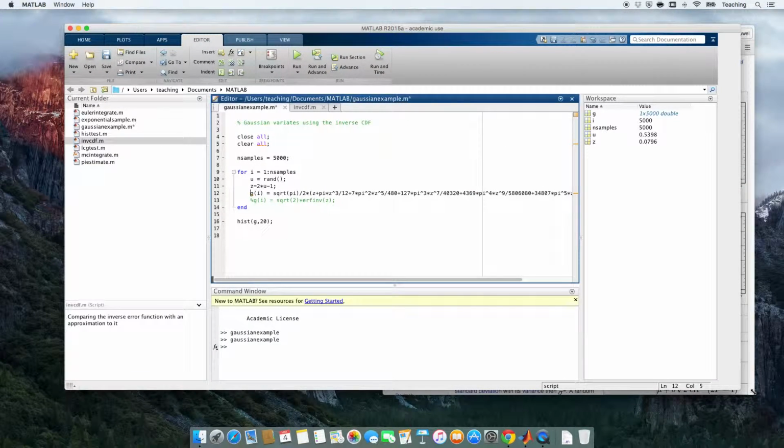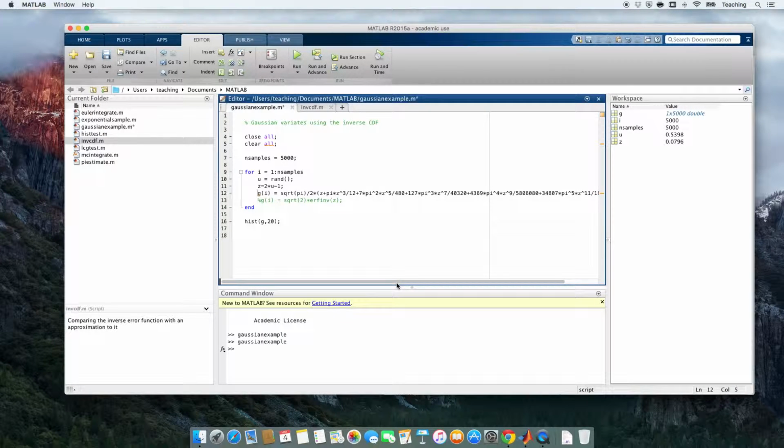And I'm going to use the first, I can't remember how many terms, 6 or 7 terms. So I have an expansion which has got terms in z, z cubed, z to the 5th, and so on. And you can see there's some rather long-winded coefficients here, and I go up to z to the 11th at the end here. And so this formula is an approximation to the inverse CDF. So when I run that, I should get normally distributed numbers to at least some degree of approximation. Of course, there's also an approximation in this function below, but it's probably a little bit better.